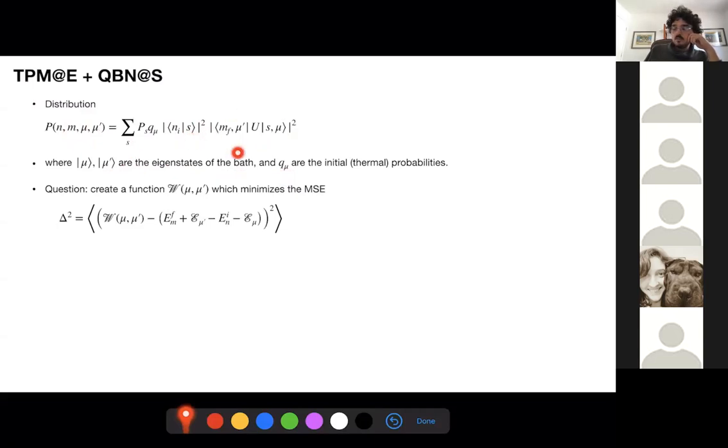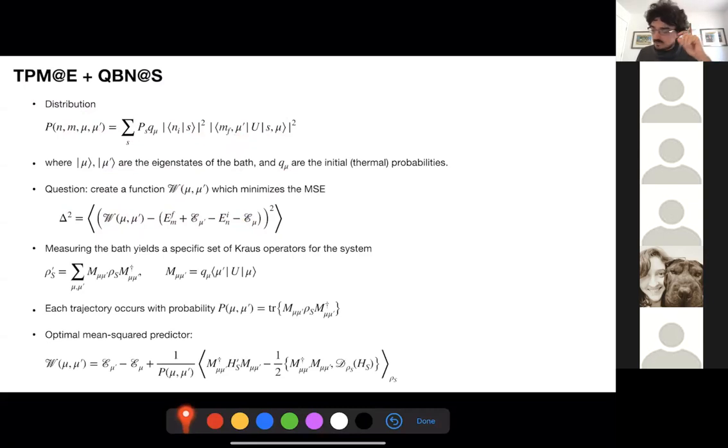And then we have this big transition probability where the system is in S and the bath is in mu. You apply unitary, you measure the system in the final energy MF and the bath in the final energy mu prime. And we want to cook up a predictor of work, which essentially is minimizing. So we want to cook up this function here, W of mu prime, which minimizes the mean square error with respect to the actual work, which is M, the total difference in energy. So it's like the final energy of system plus bath minus the initial energy of system plus bath.